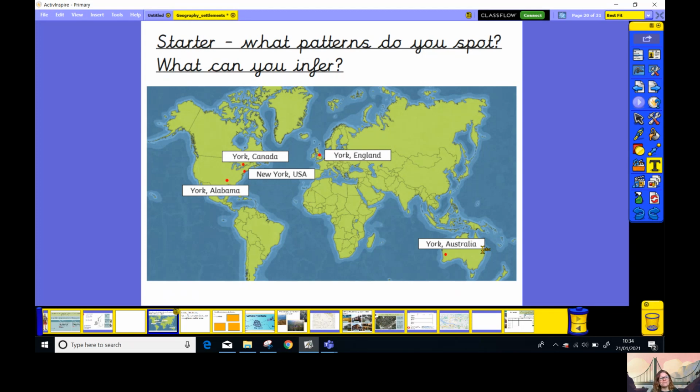Well done. Okay, now you probably have noticed that all of these settlements have the word York in them. We have York in England, and then we have York in Australia, and York in Canada, York in Alabama in the USA, and New York in the USA as well. Now, obviously, they all have the same word, which means they're all named after each other.